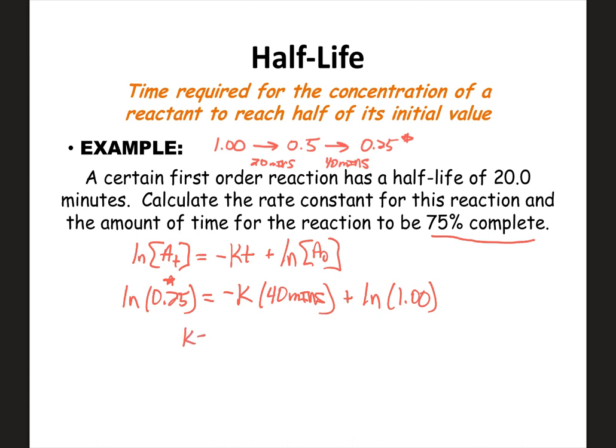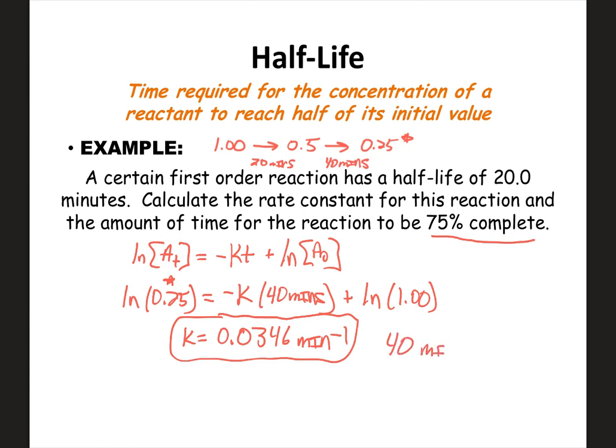When you do that, you get k equal to 0.0346, and it's minutes to the -1 if you follow your units correctly here. So we do want correct units. And then remember, that takes care of k. The follow-up question is, what's the amount of time the reaction takes to be 75% complete? We already said that would be 40 minutes.